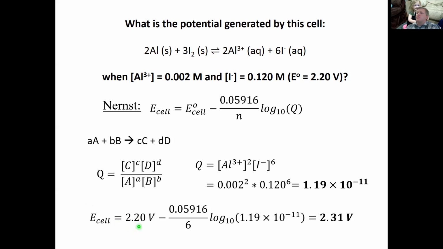So it's going to be 2.20 volts. That is our standard reaction potential minus that 0.05916 divided by the number of electrons, which you might have to figure out by looking at the problem there, but that's going to be 6 electrons times the log base 10 of our Q. Then we get a total of 2.31 volts.